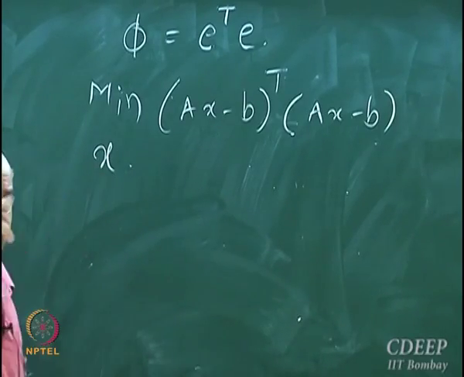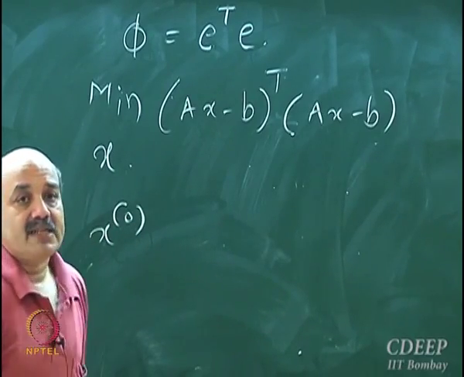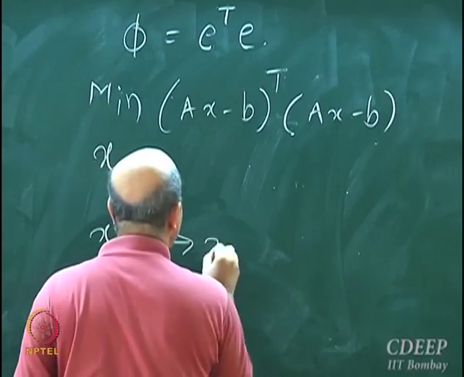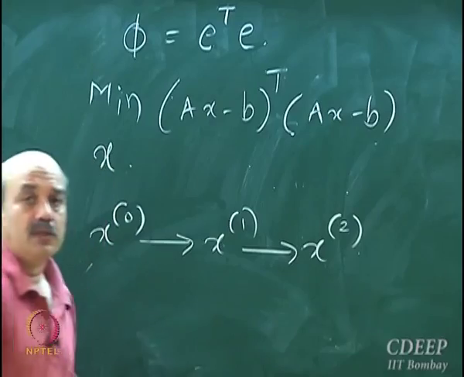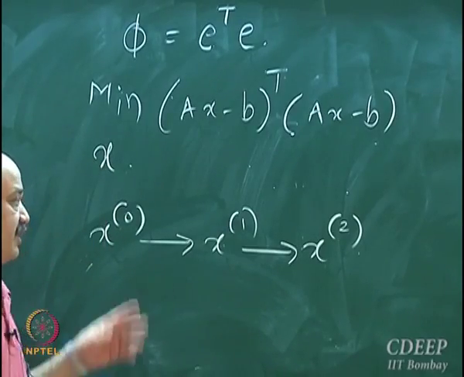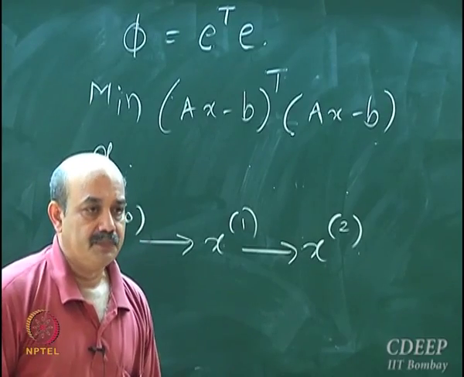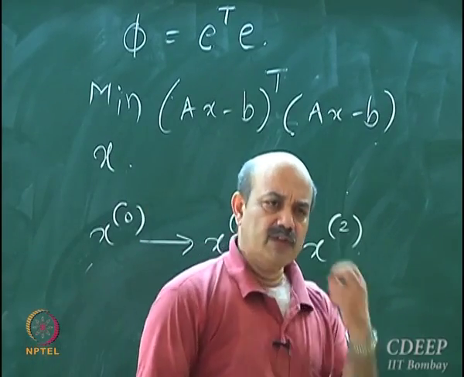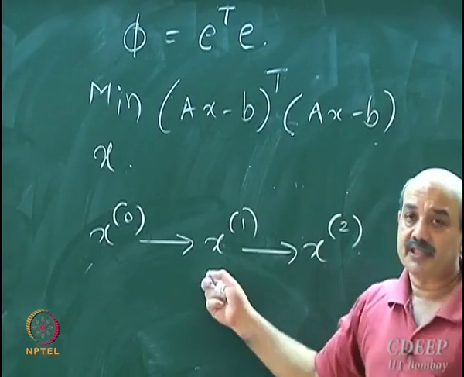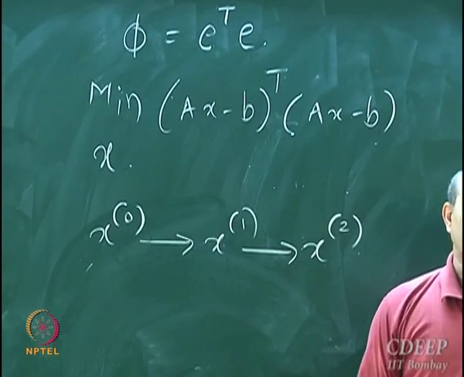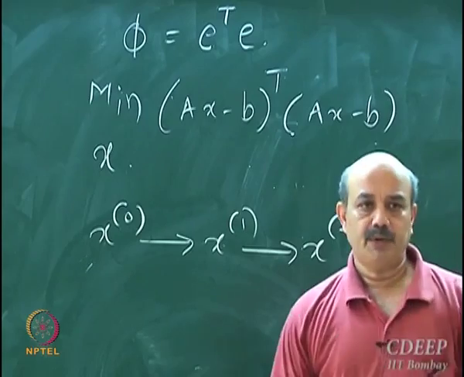I want to guess x0, and by some method I want to go to x1, then I want to go to x2 and so on. And then I want to see whether this iteration converges. We are going to use what is called gradient search, one of the fundamental methods in optimization, gradient based search. So we will look at gradient search, and then there is one more method called conjugate gradient search, which we will look at next. That is one thing which I want to do.